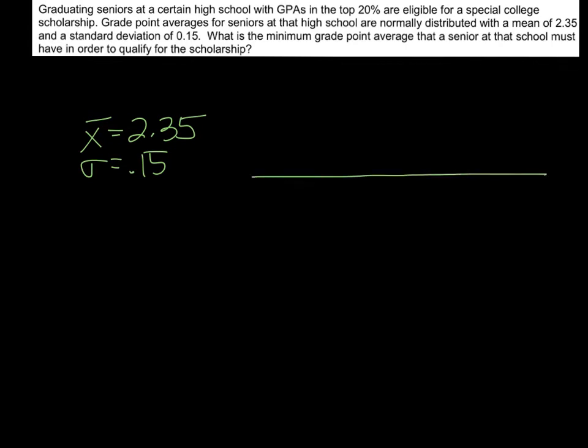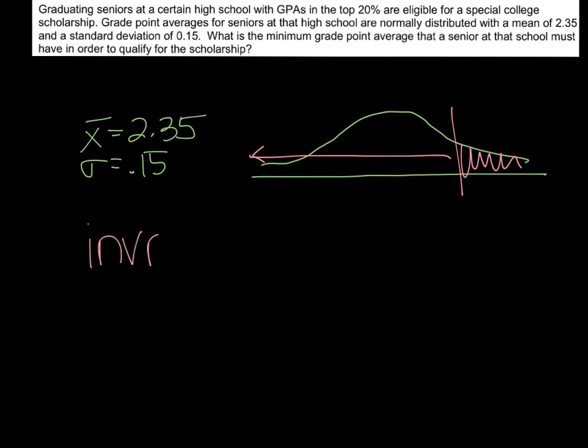So if we were to think of this using our normal curve, students within this top 20%, that means they're better than 80% of the rest of the students in that school. So what we're actually looking for is the 80th percentile. Now when you're given the percent and you're looking for the number, so in this case we're looking for the minimum grade point average, we're going to use inverse norm.